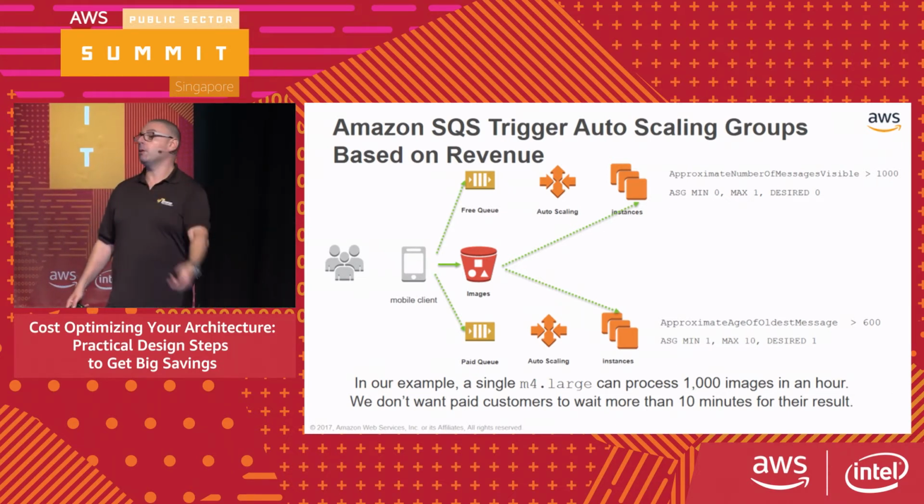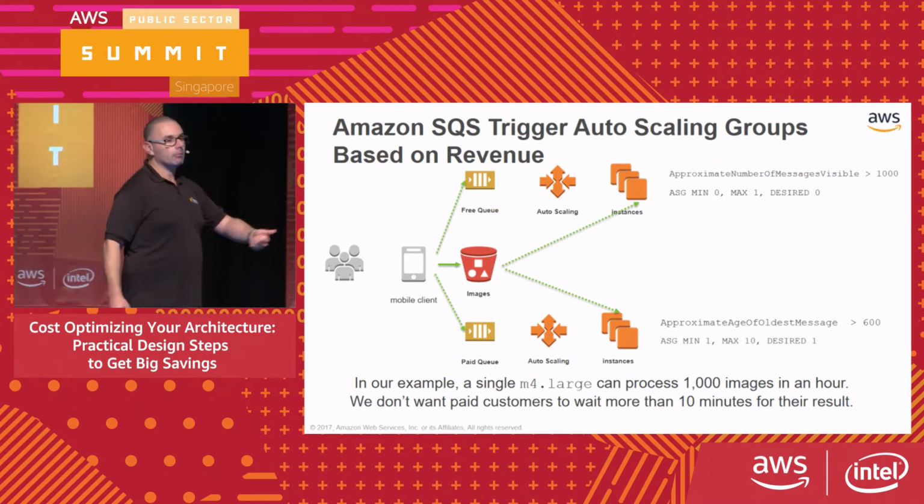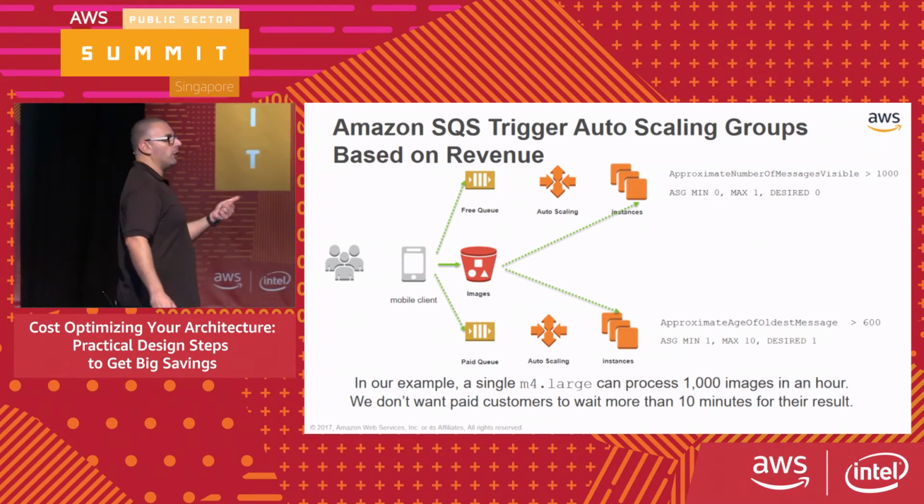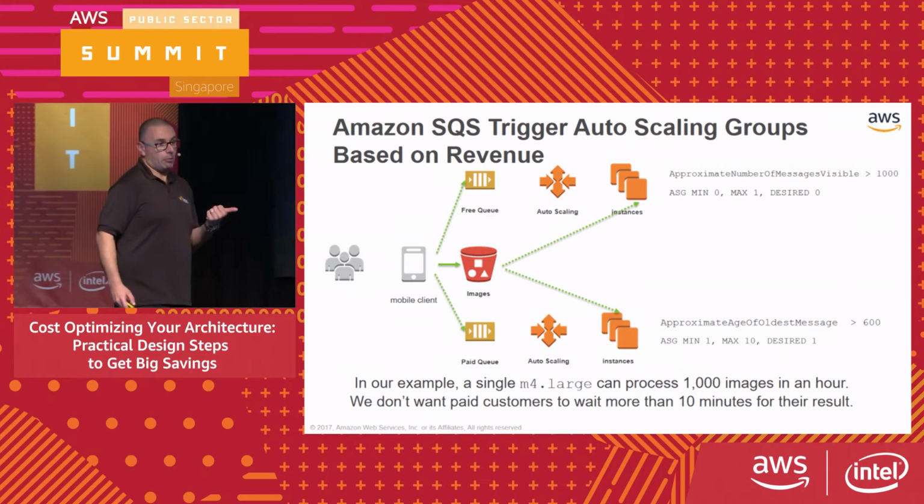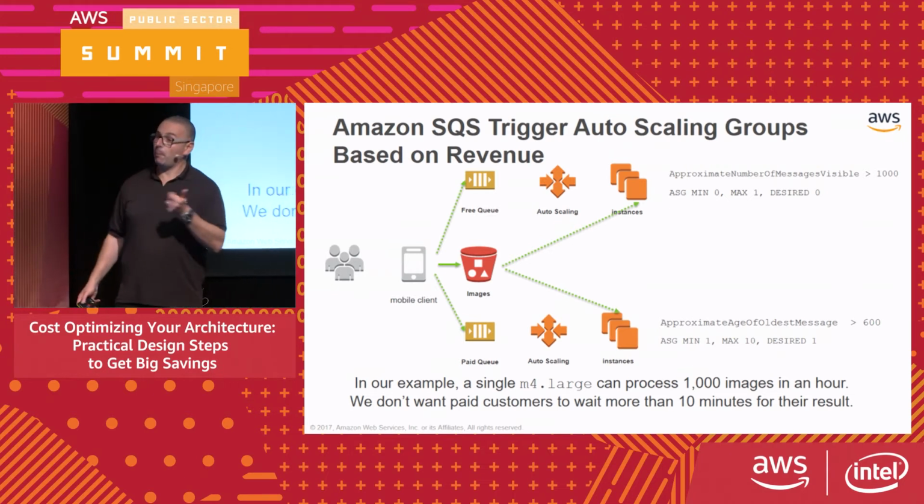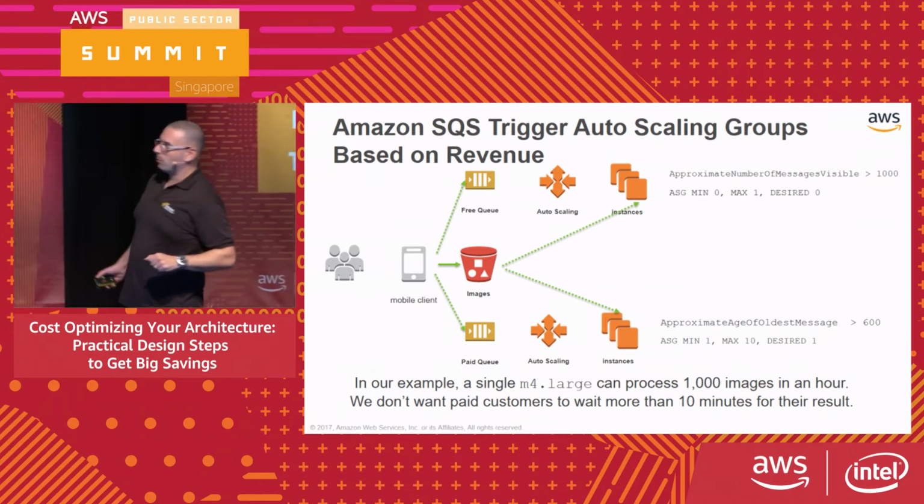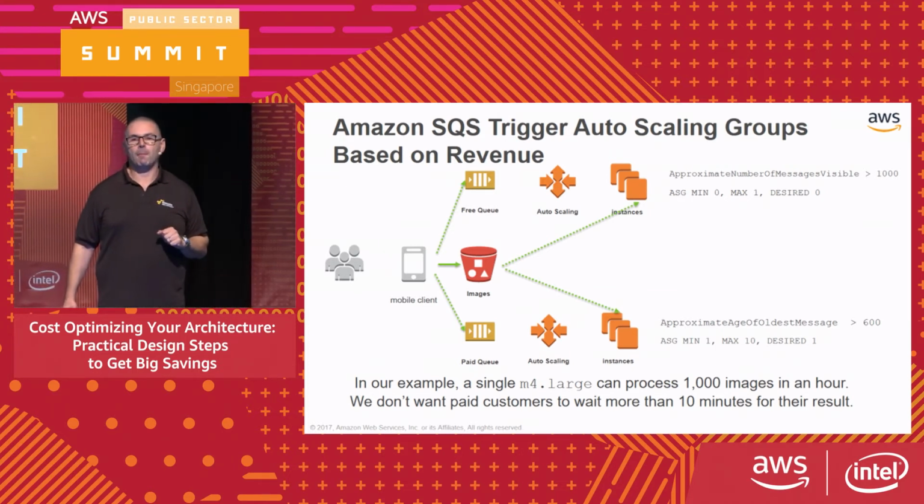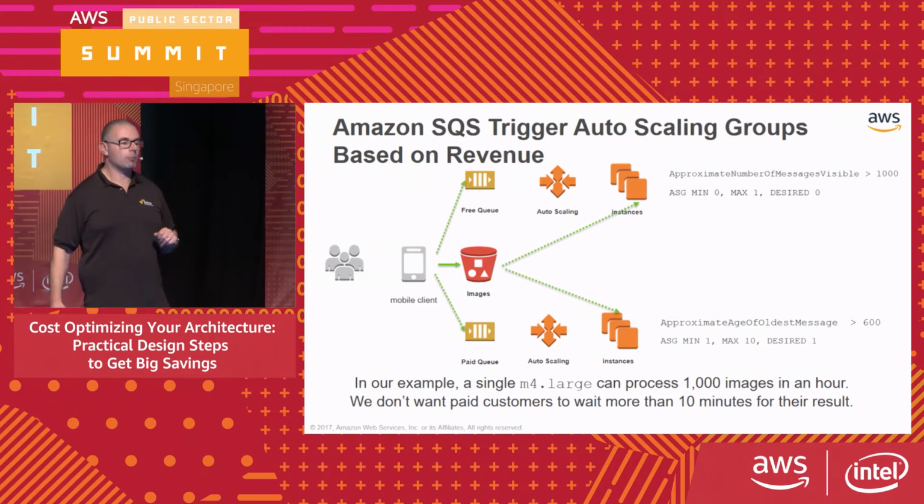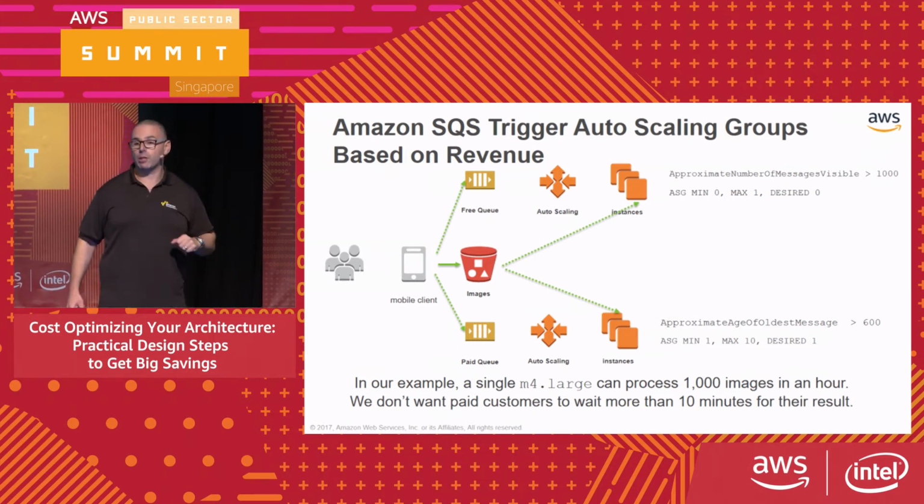Now, I have a freemium model, free or paid service. For my free service, I want to optimize for cost because I don't want to pay too much for free customers. For my paid service, I want to give them a high level of service. So we know that a single instance can process 1,000 images in an hour. I also know that for my paid customers, we don't want them to wait more than 10 minutes for their result.